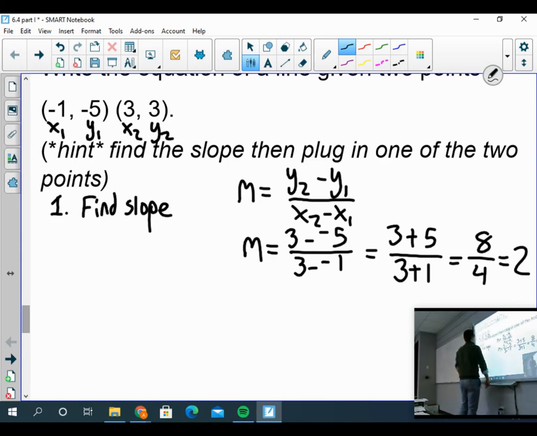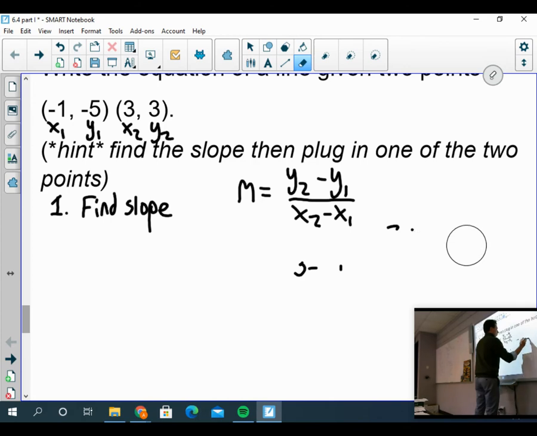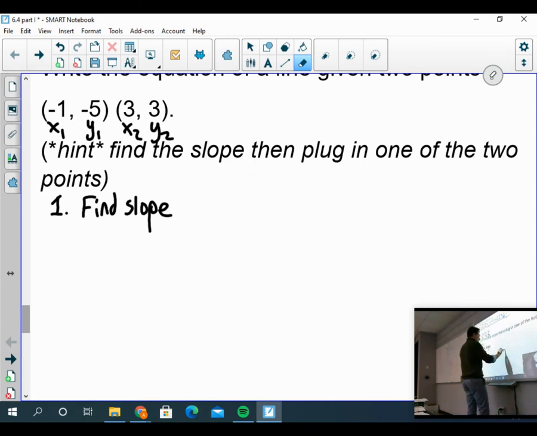So step 1, find your slope. I have found the slope to be 2. If you're still writing your work, pause the video because I'm going to erase this for the interest of space. Okay, so we found our slope. Our slope was m equals 2.